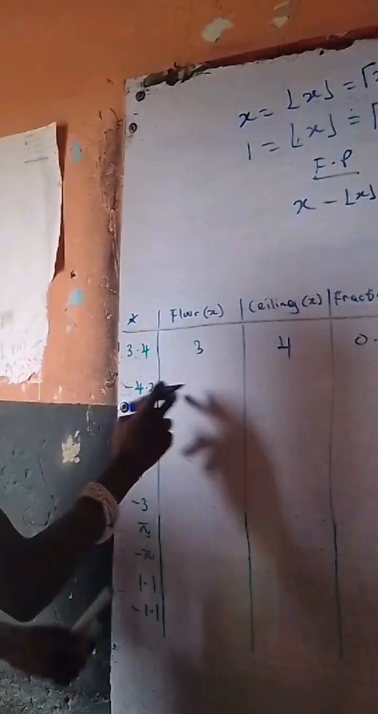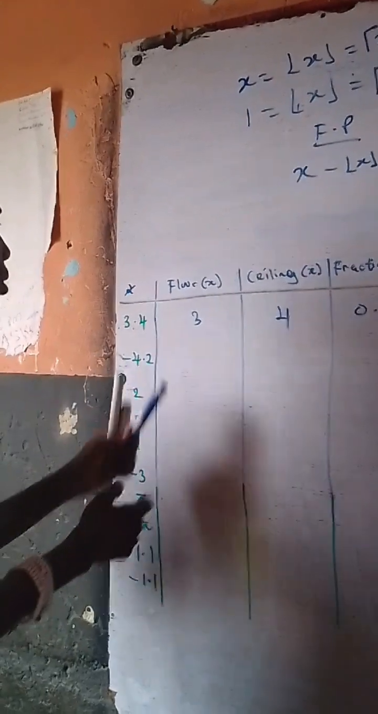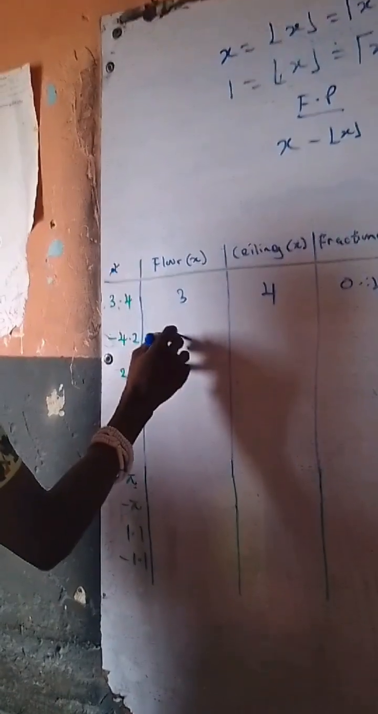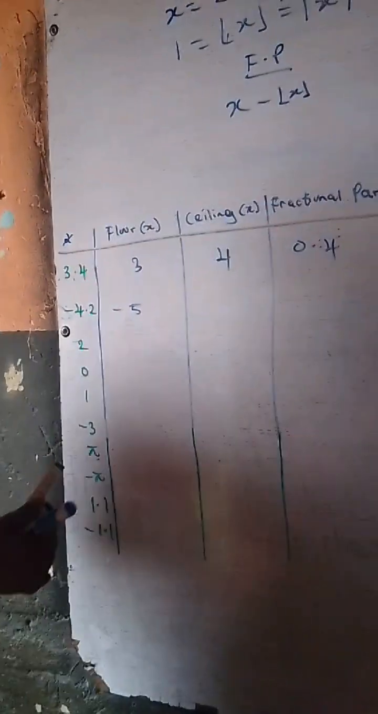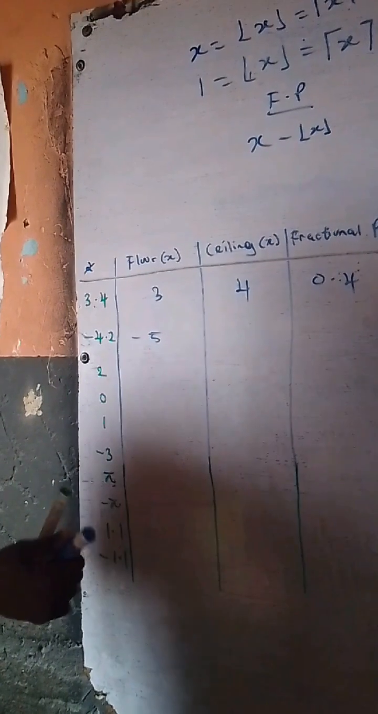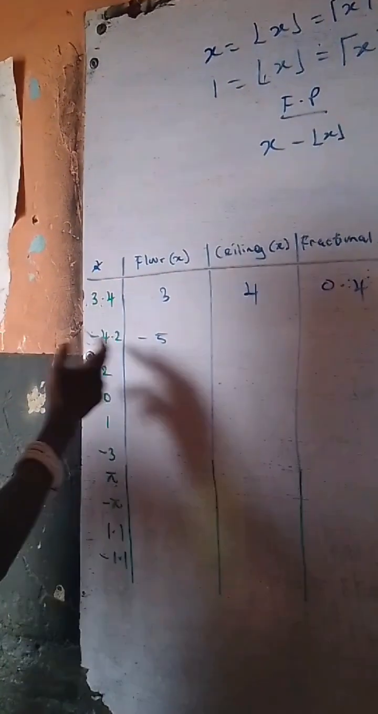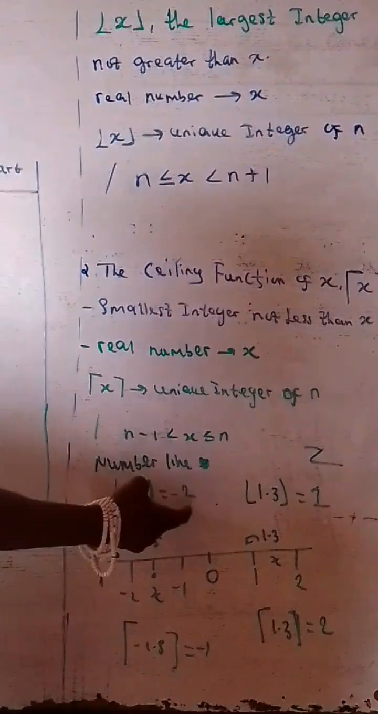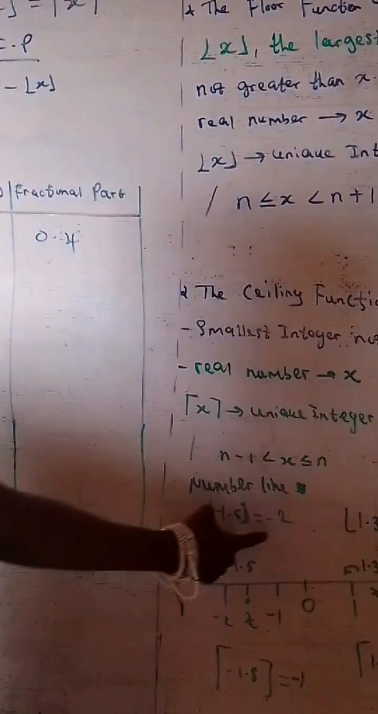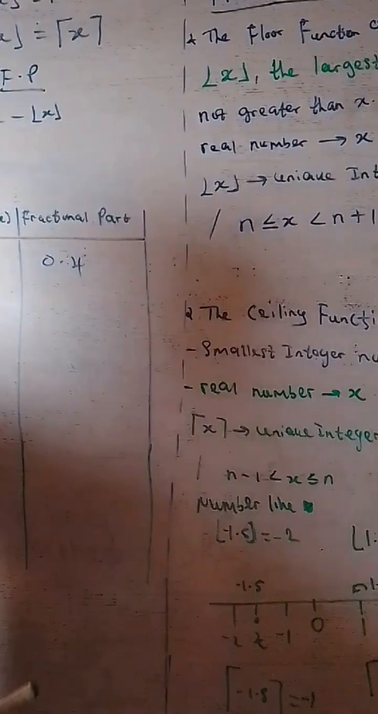This one has to be less than this. So you'll be having minus 5. And since minus 5 is greater, we all know that minus 5 is greater than this. That is wrong. Minus 5 cannot be greater than this. Coming back to here again, you have minus 1.5, which is equal to minus 2, right? And minus 2 is less than minus 1.5, that is for the floor function.